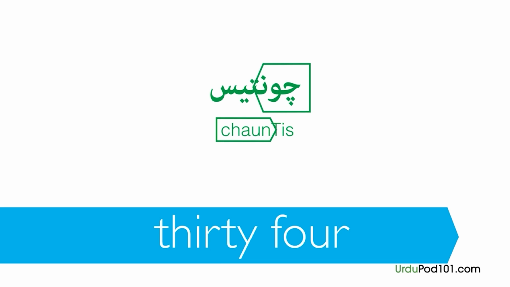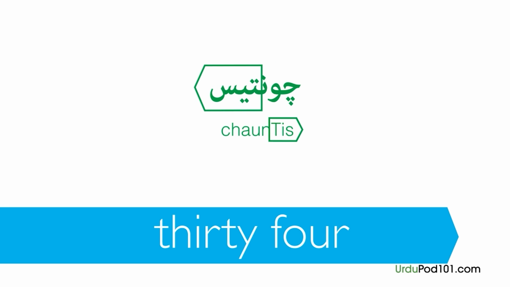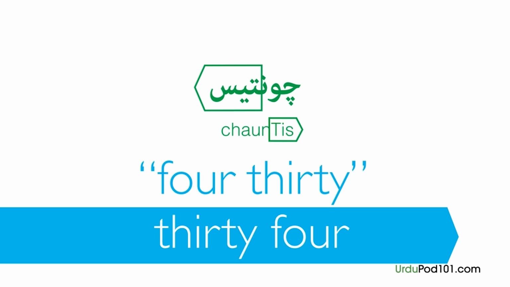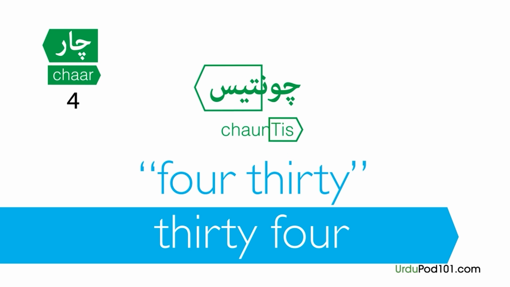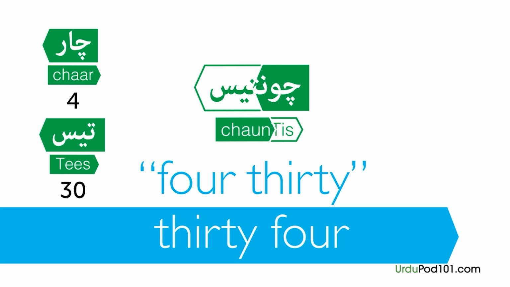How would you say 34 in Urdu? You first say a variation of 4, followed by a variation of 30. So 34 is literally read as 4-30, which is chontis. Here, chon is a variation of the number 4 or char, and tis is a variation of 30. Chon, tis.